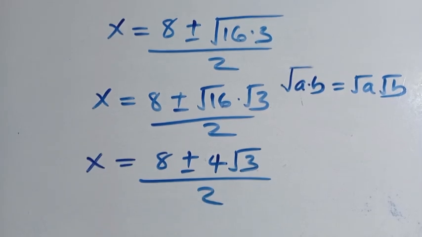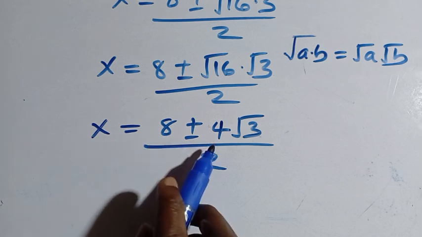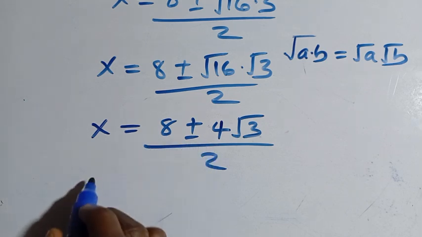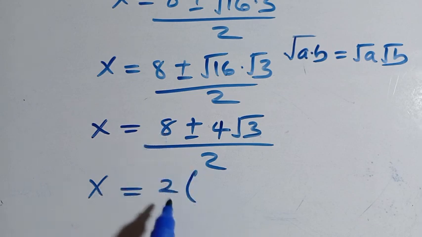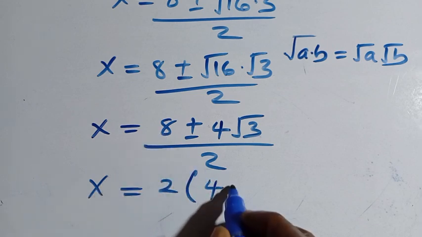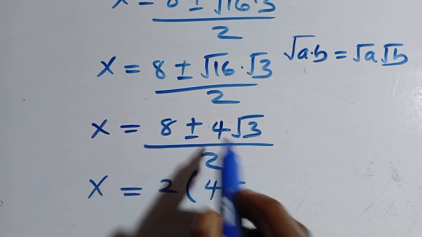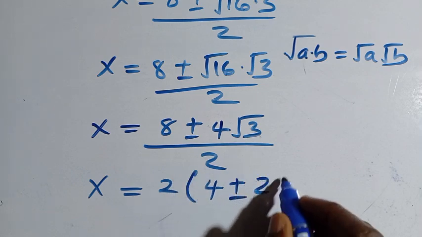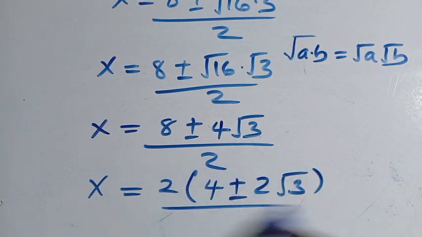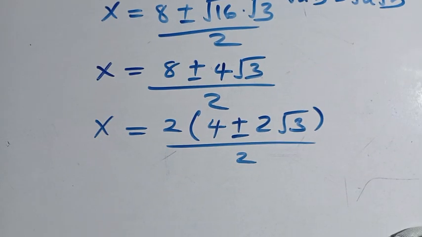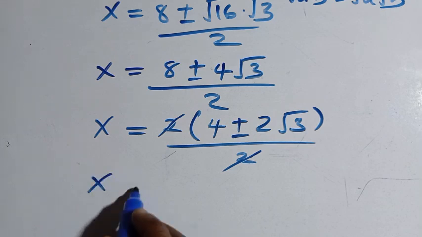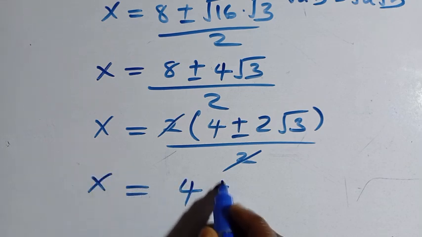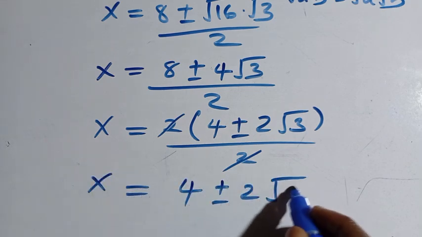On getting to this, we have 8 here and we have 4. 2 can go into both of them. So we have x equals, when we take out 2, let's divide 8 by 2, and here is 4 plus or minus. We divide 4 by 2 and we get 2 multiplied by root 3, divided by 2. From here, 2 cancels 2. So we get the value of x equals 4 plus or minus 2 square root of 3.